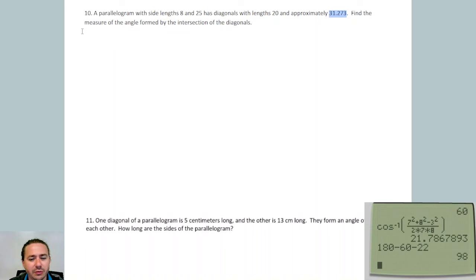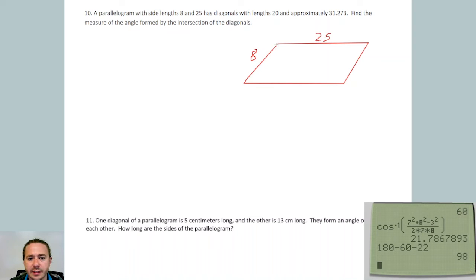Okay, so there's really 2 angle measures here, but let's sketch this out and see what's really going on. We've got a parallelogram, so it'll look something like this. This is just an approximation, it doesn't have to be perfect. It says the side lengths are 8 and 25, so I'm going to make the short side 8 and the long side 25.